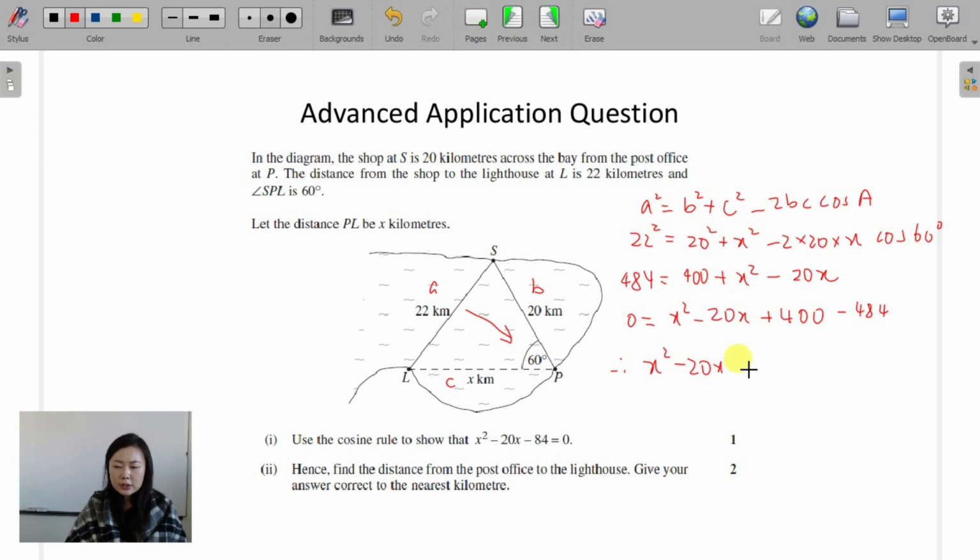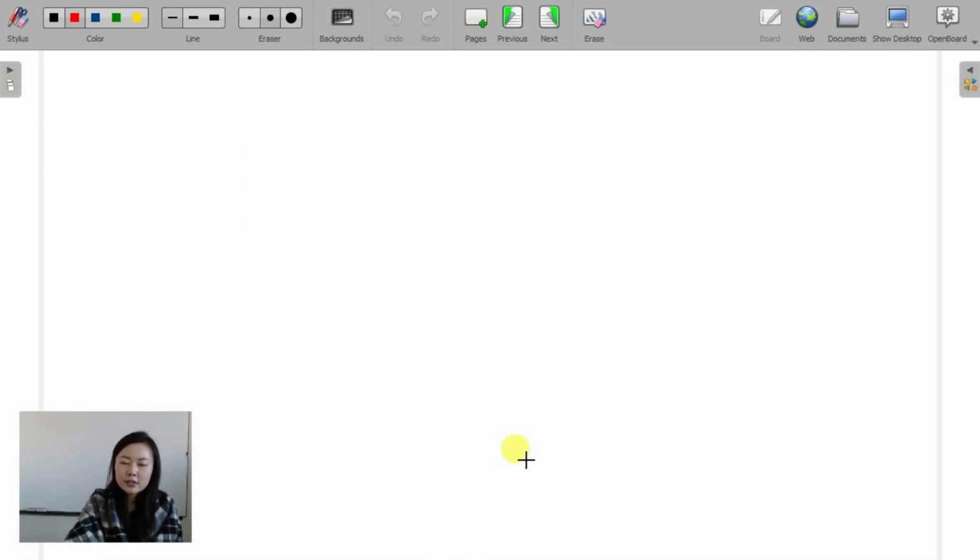Now, like I was mentioning in some of my earlier videos, if you can't answer the first part, answer the second part. You've got a quadratic. How else are you going to find the distance from the lighthouse to the post office? Solve the equation. That's it. Easy 2 marks. If you can't get the 1, get the 2. I'm just going to go to the next page so I have more room.